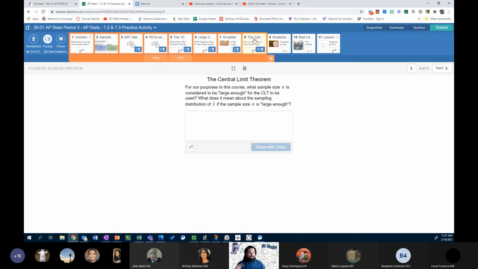So this is essentially the large counts condition for the sampling distribution of sample means. It's the central limit theorem. Is there anything I can clarify about what we've covered so far?